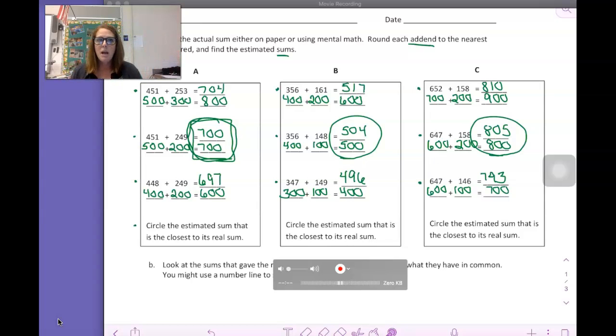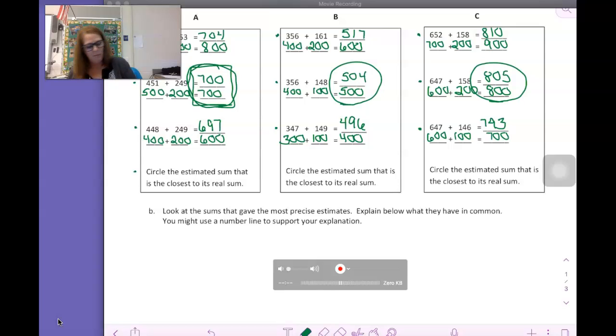Whereas when we look at some others, look at this first one. They both rounded up. These both rounded down. These both rounded down, and these both rounded up. So we get closer to the actual answer when we have the numbers rounding in opposite directions because they balance each other out. So now let's write that down here.